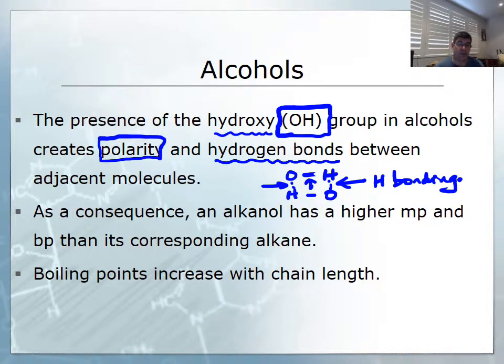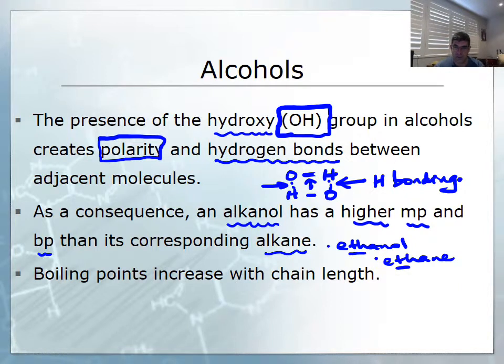One of the things that we do find, though, is that an alkanol will have a higher melting point and boiling point than its corresponding alkane. Think of that as the difference between ethanol, which we know is a liquid at room temperature, and ethane, which is a gas. So when you look at each of these, you get a sense of the corresponding alcohol and alkane, and the difference between their melting points and boiling points.